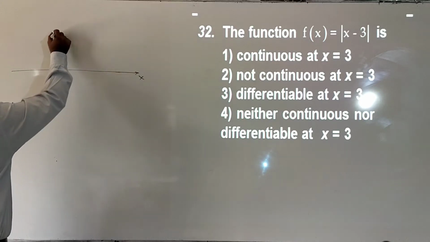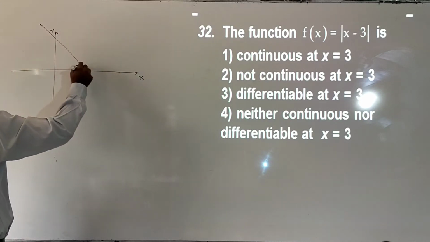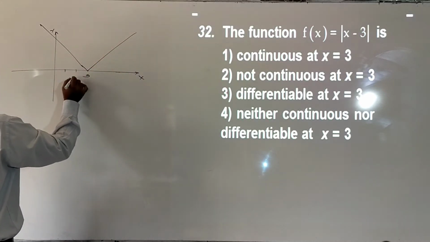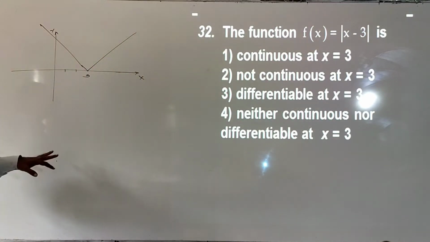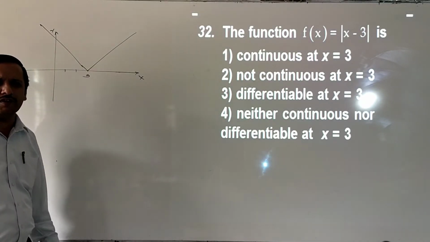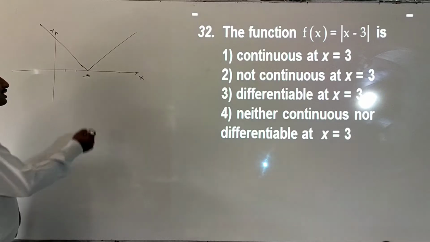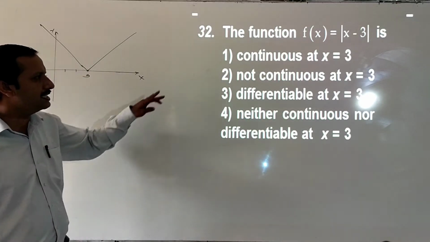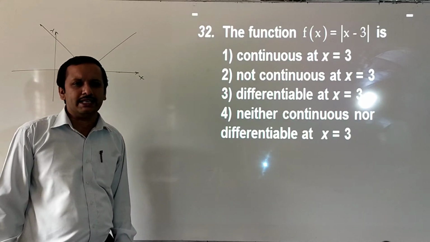The graph of mod x minus 3. Okay, this is 3, 1, 2, 3. This is the graph of mod x minus 3. As you can observe, it is continuous everywhere and it is not differentiable at 3. At 3, there is a sharp edge. So the answer is first option, continuous at x equal to 3.